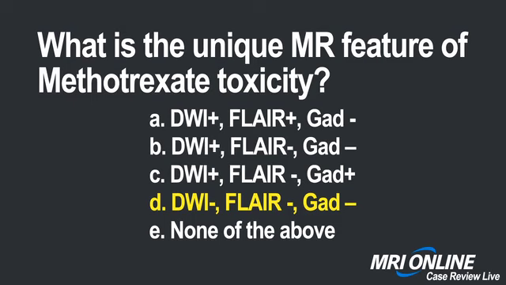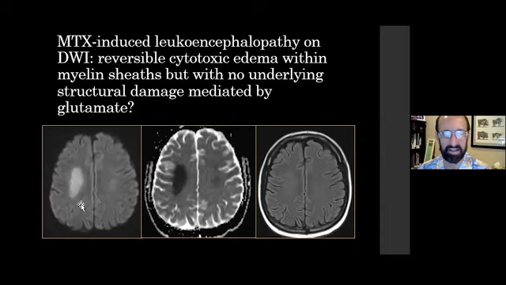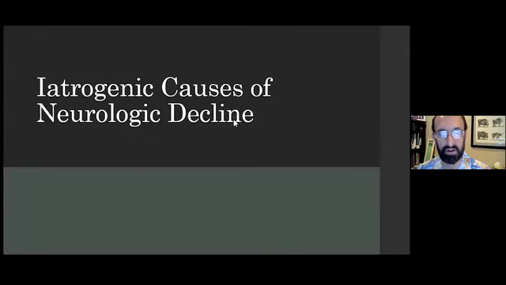Indeed, just as in this case on the slides, you see that the DWI is positive with reduction in ADC. It's actually a bilateral process, but the FLAIR is basically negative. There may be a little bit of bright signal, but that was not even present on our current study. While this is not exclusive, and methotrexate toxicity can look in a lot of different ways, this is one of the ways it can look that is relatively pathognomonic. So I want to talk a little bit about iatrogenic causes of neurologic decline, because this methotrexate-induced leukoencephalopathy was the source of this patient's reading difficulties and headache.